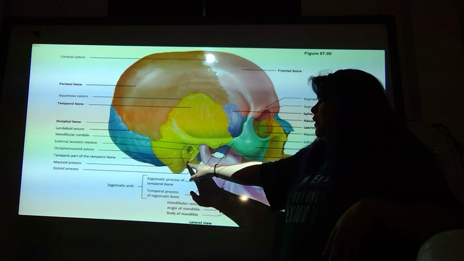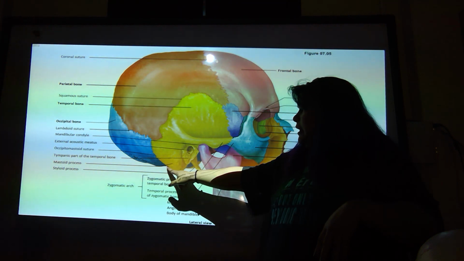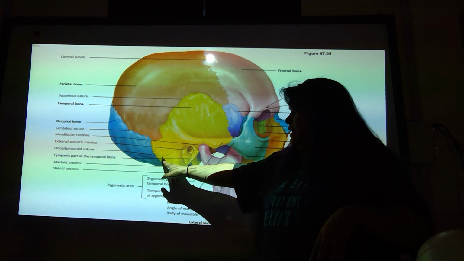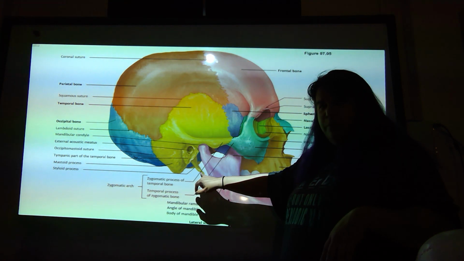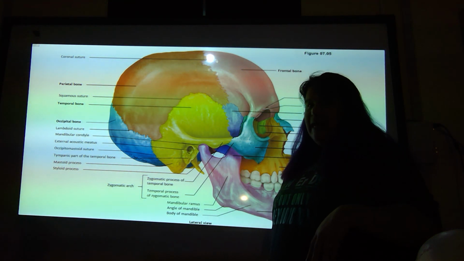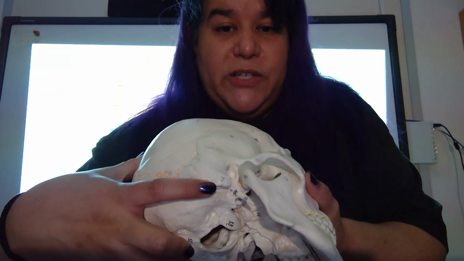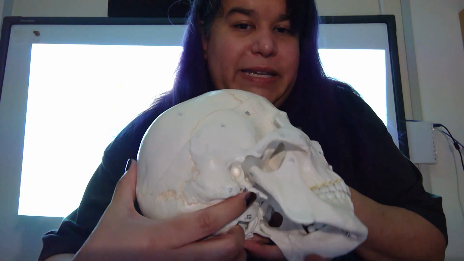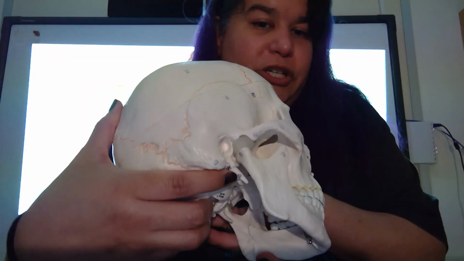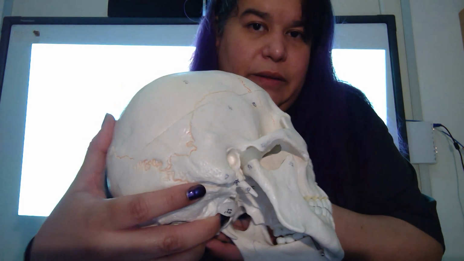The tympanic part of that bone is here. This lump here is called the mastoid process. And this sticky outy part here that's kind of sharp looking, this is going to be the styloid process. So you've got the mastoid process here, the styloid process there. And you can see that styloid process, especially compared to this mastoid, is very, very pointy, okay?